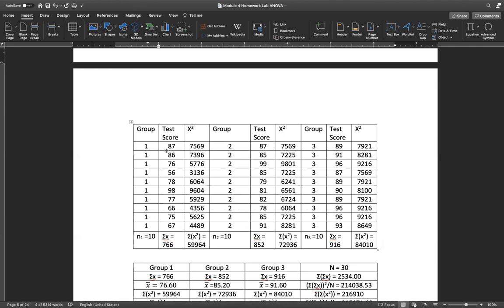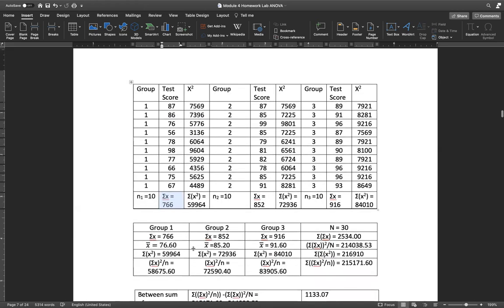So I have these people coded as 1s, these people coded as 2, and these people coded as 3. This is their test score, and this is their test score squared, because I need the sum of x, which is all of their test scores totaled up, and I need the sum of x squared, which is all these x squared summed up. Same thing here. I'm totaling up x2 and x2 squared, and x3 and x3 squared. And then I bring them over here.